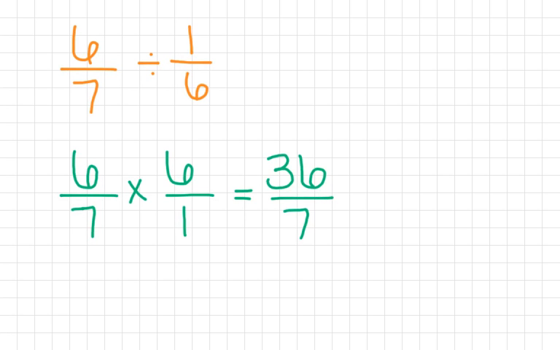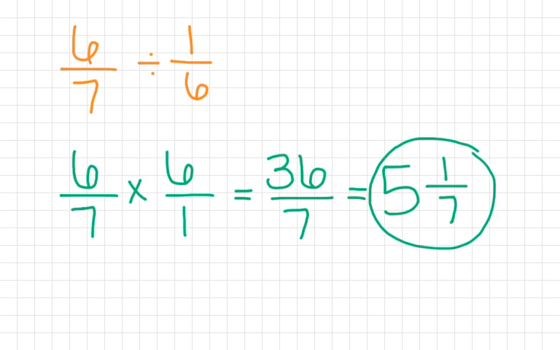Because that is an improper fraction, I want to know how many times does 7 go into 36. I know that goes in there 5 times. 7 times 5 is 35. So I have 1 left over. So final answer would be 5 1/7. I hope you're doing okay so far on these. Let's try another one.